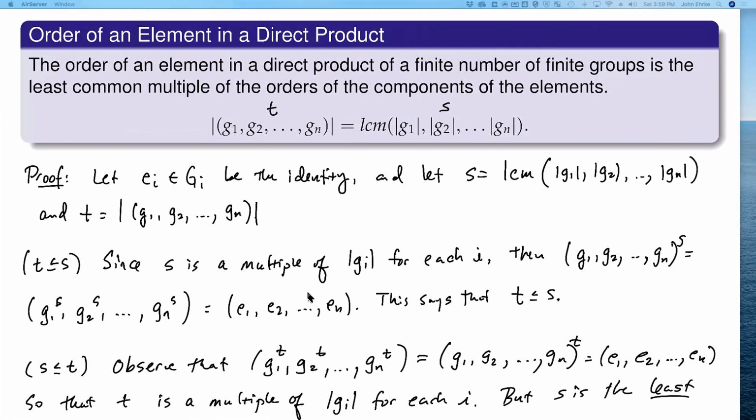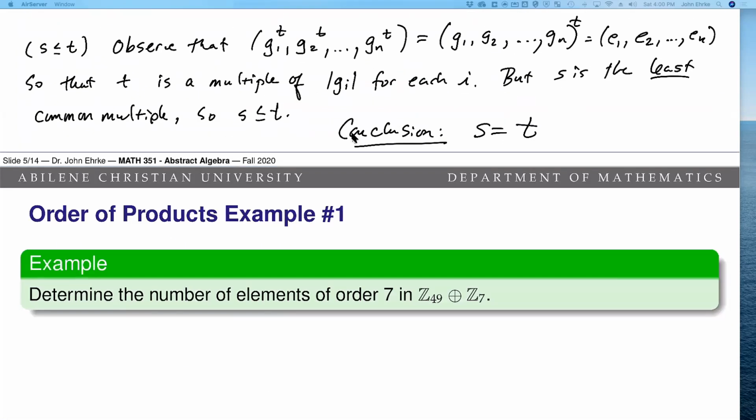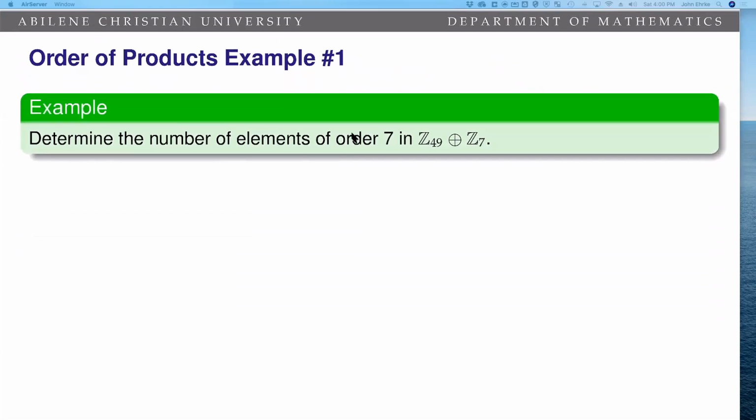So we have this result that you can find the order of an element in a direct product by taking the least common multiple of the orders of the individual elements in the direct product. So we're going to be doing a lot of least common multiples coming up very soon. All right, let's take a look at how we would use this.